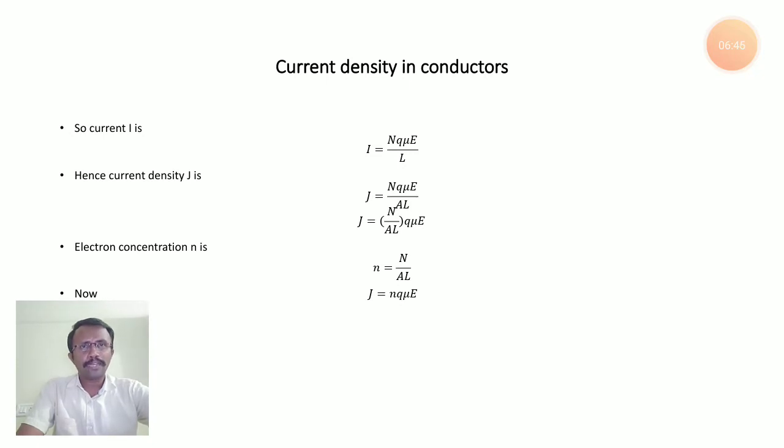What is Q? Q is the charge of the electron. Mu is the mobility of the electron. Capital E is the applied electric field. What is L? The length of the conductor.